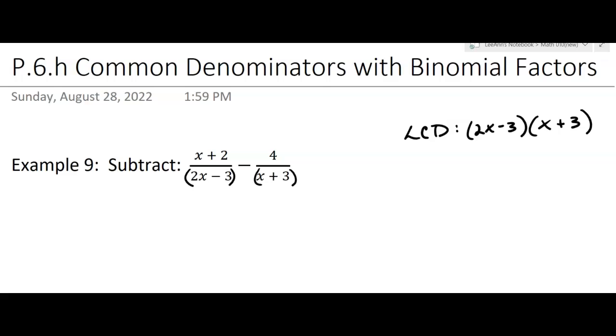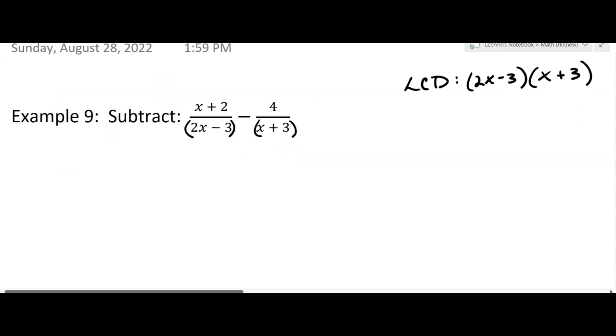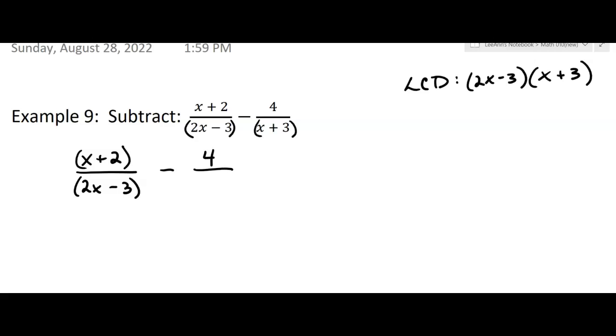So I probably need a little more room so I can write things out. But I'll have x plus 2. I'm going to put that in parentheses. That'll help me later on. And 2x minus 3, minus, and then I'm going to have 4 over x plus 3.